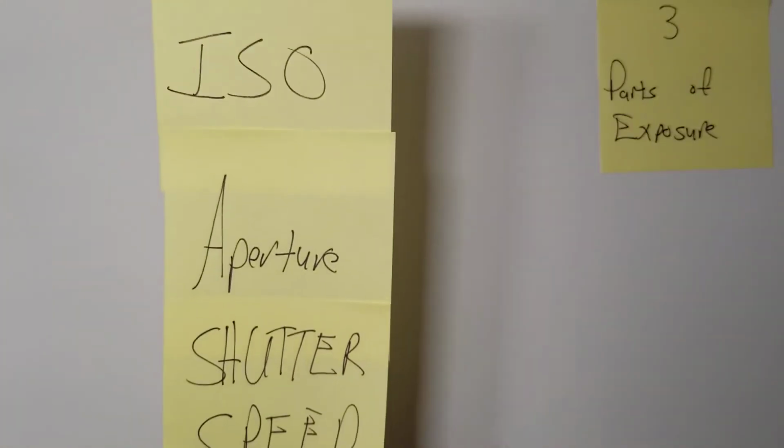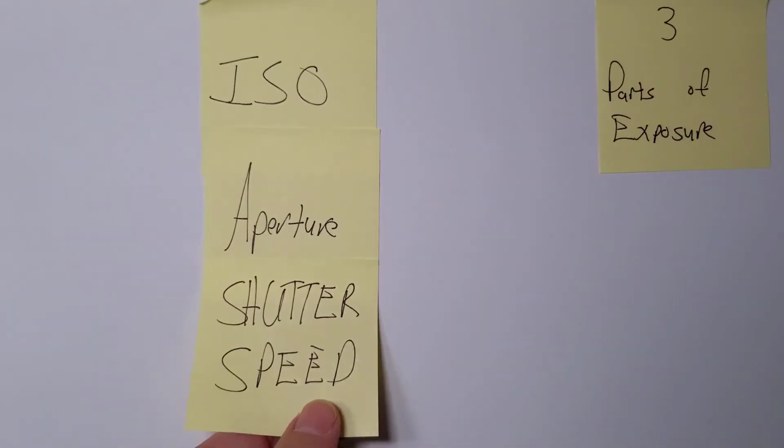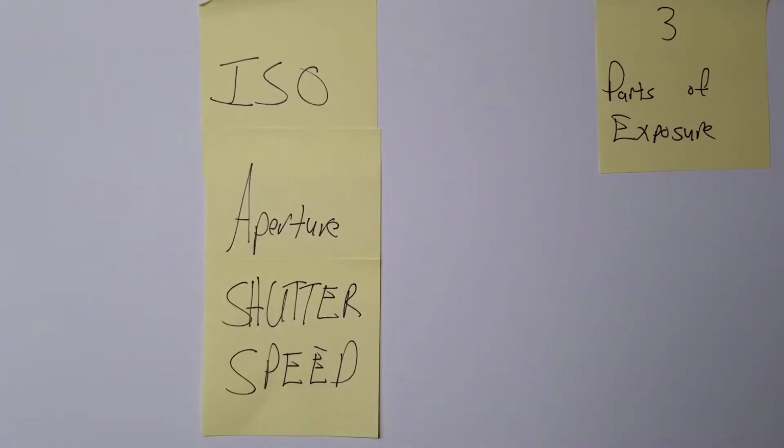Okay, so what are the parts of exposure? Well, exposure is made up of three things: ISO, aperture, and shutter speed. So we're going to start with ISO. Now, what exactly is ISO?